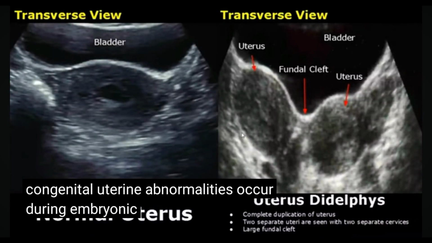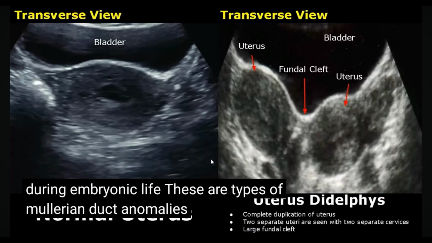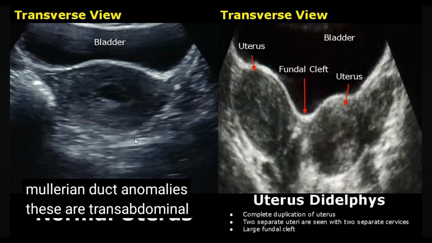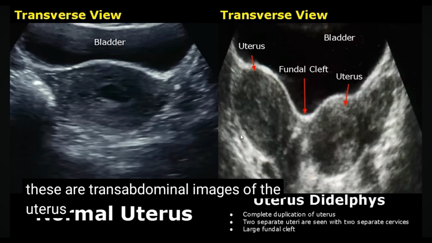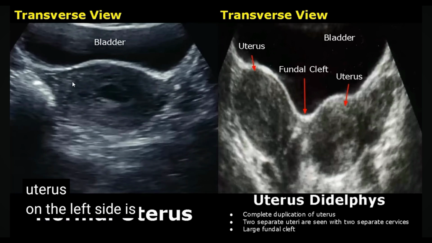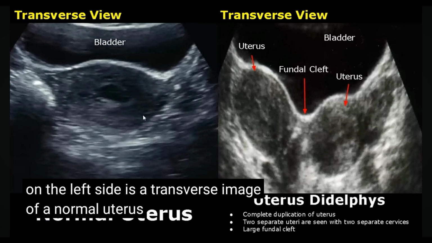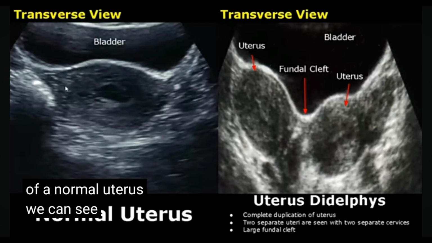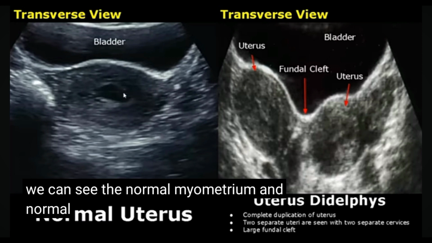Congenital uterine abnormalities occur during embryonic life. These are types of Mullerian duct anomalies. These are transabdominal images of the uterus. On the left side is a transverse image of a normal uterus. We can see the normal myometrium and normal endometrial canal.